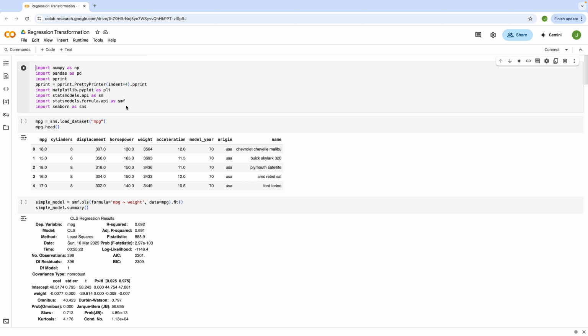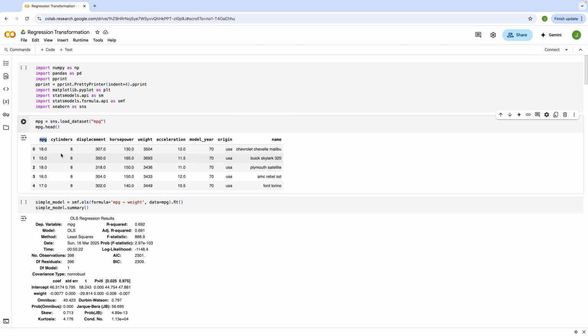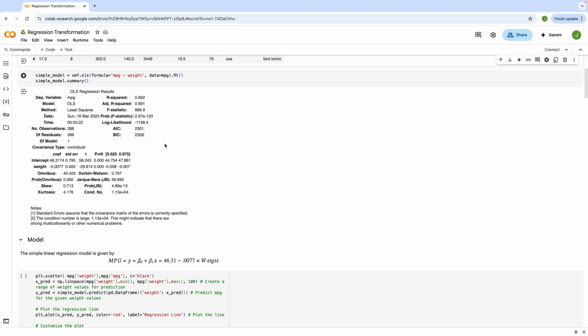Data set on gas mileage or fuel economy. So here we have the MPG of cars and we also have the weight. So I'm going to perform a linear regression of weight on miles per gallon, and the output is here below.